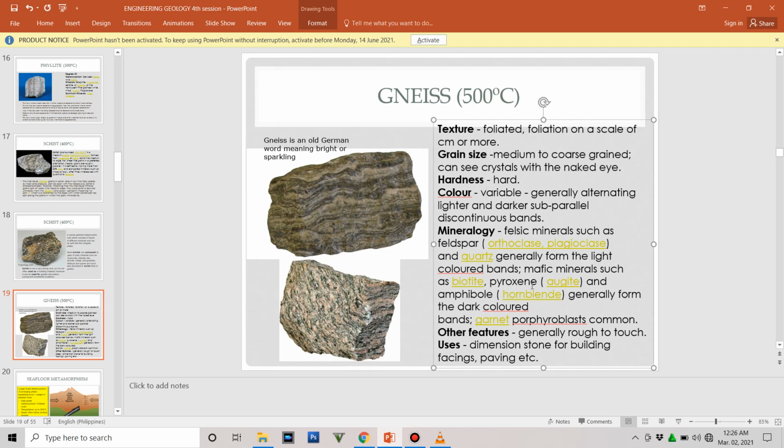So garnet porphyroblasts, common. So other features, generally rough to touch. So uses, dimension stone for building faces, facings, paving, etc.